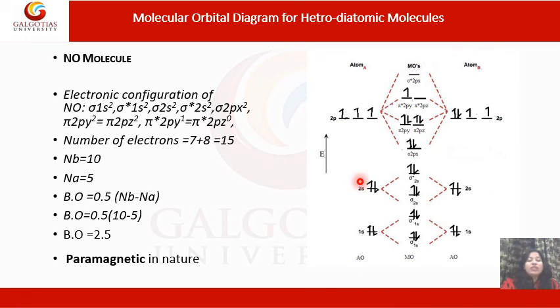The number of electrons is 7 plus 8 equals 15. The number of bonding electrons is 10 and the number of anti-bonding electrons is 5. Then we calculate the bond order, which equals 2.5. The magnetic behavior is paramagnetic in nature because of the half-filled orbitals in the molecular orbital diagram.